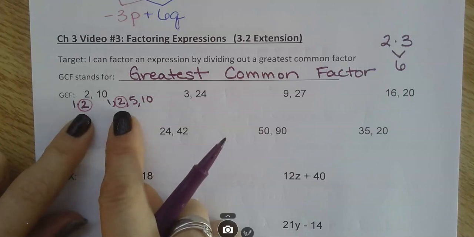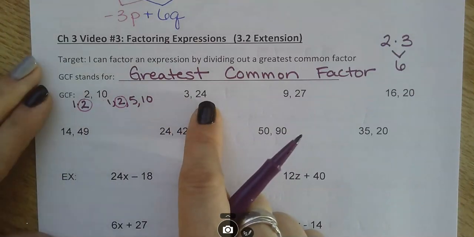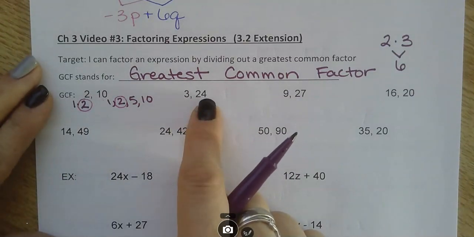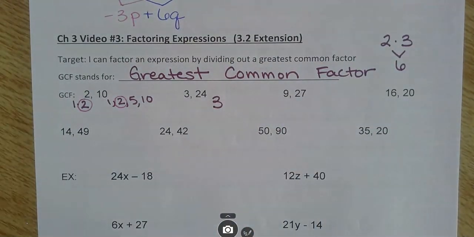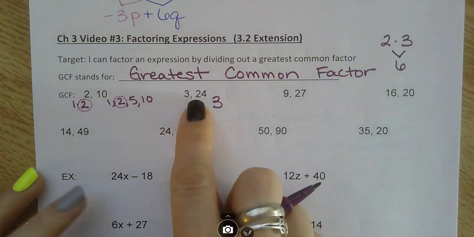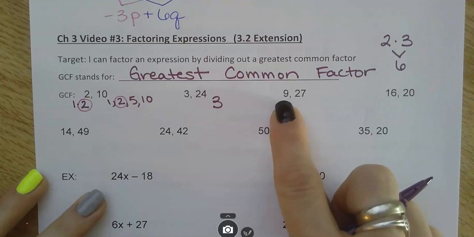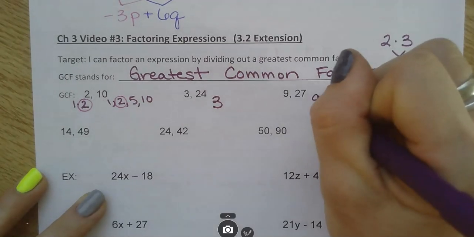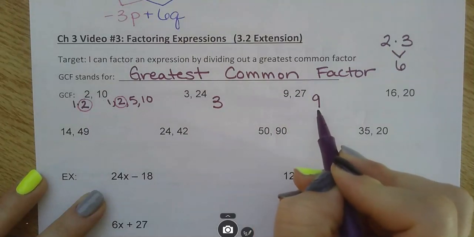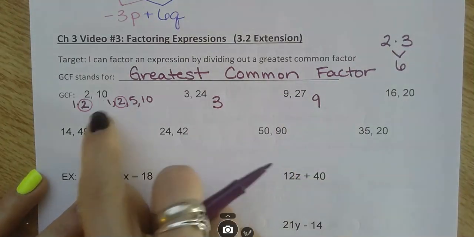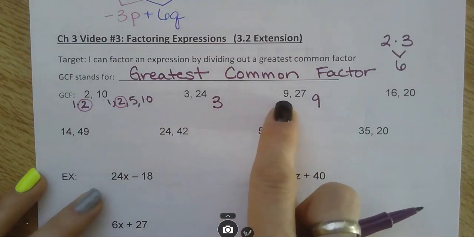Okay? So I'll do a couple more. What goes into 3, what goes into 24, and what do they both share? Well, in this one, it's 3. 3 goes into 3, 3 goes into 24. It's the biggest thing that goes into both of them. 9 and 27, it's 9, right? If I think about numbers I can multiply together to make 9 and 27, they both share 9. So oftentimes it is just the smaller number out of your set, but not always.